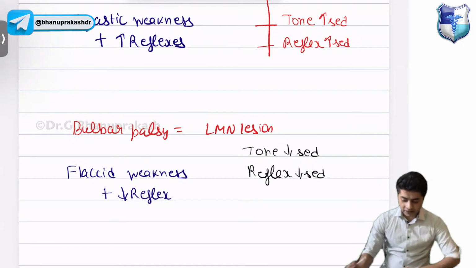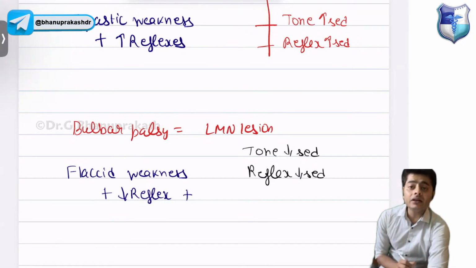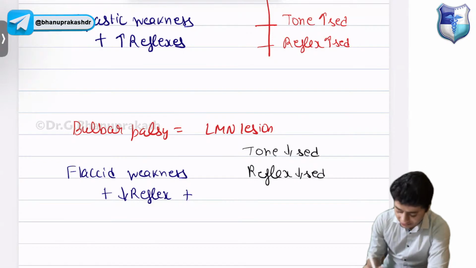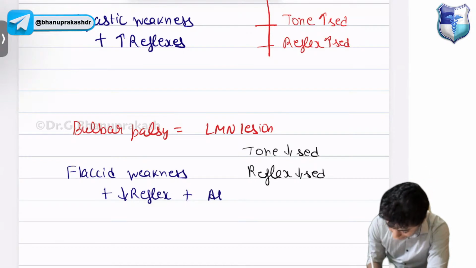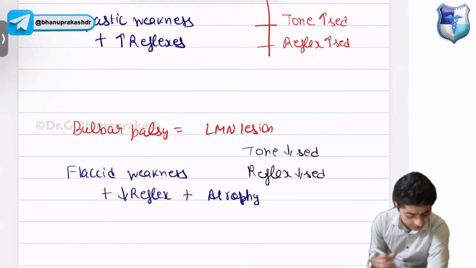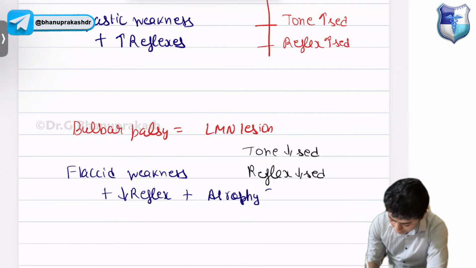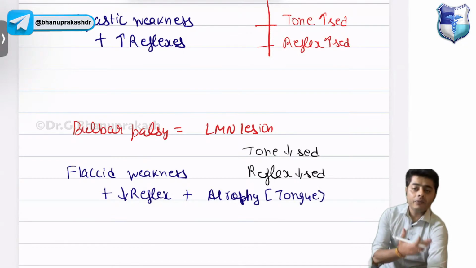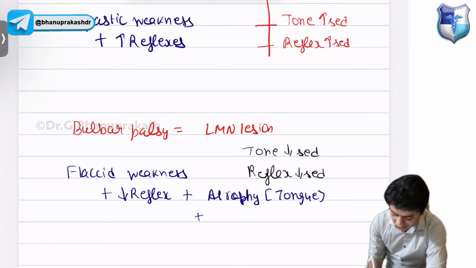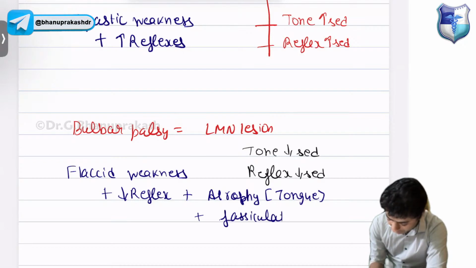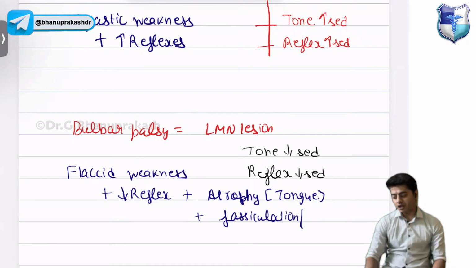Okay. And with an LMN lesion, what happens? There will be atrophy of muscles. And which muscles? Tongue muscle atrophy. Very good. There will be fasciculations and fibrillations also.